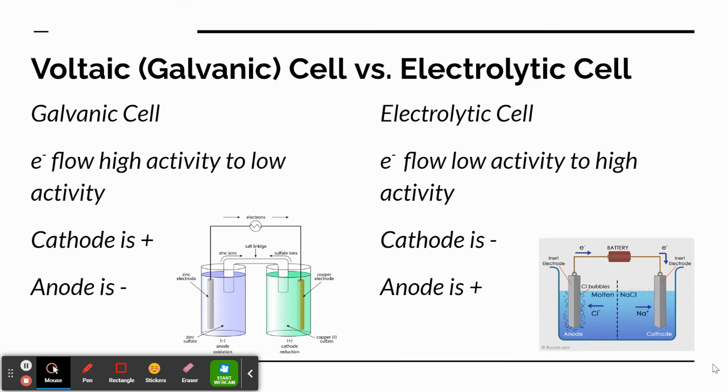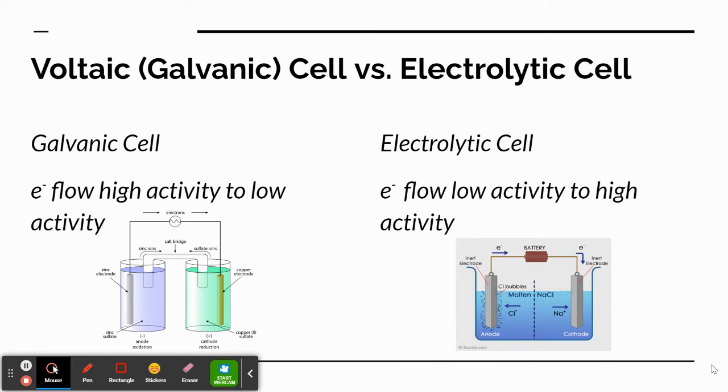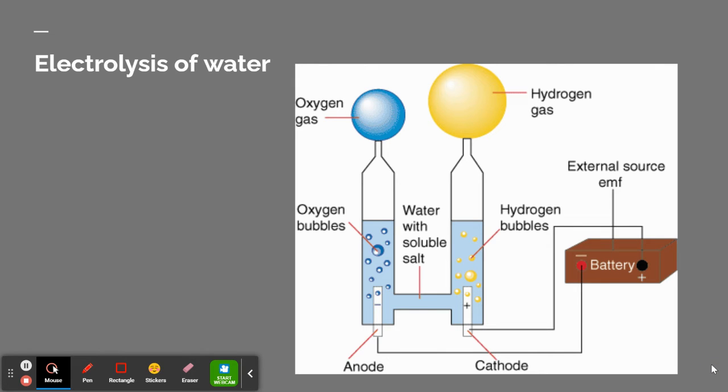So we've got a couple different types of electrolysis that we're going to take a look at. One of the things we can do is the electrolysis of water. The electrolysis of water is taking water and turning it into oxygen gas and hydrogen gas. Pause and write down the reaction.